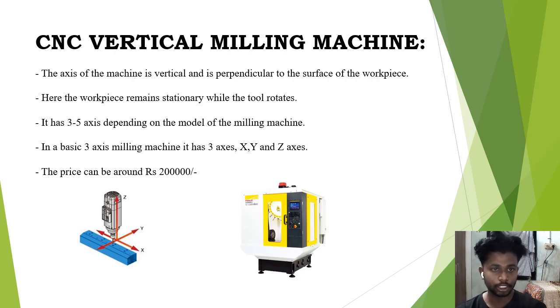The axis of the machine is vertical and perpendicular to the surface of the workpiece. The workpiece is kept fixed on a stationary table. The cutting tool moves in X, Y and Z directions. It has 3 axes, so depending on the user's input, it can move the cutting tool, which is perpendicular to the plane of the workpiece. The workpiece remains stationary and the tool rotates. It has 3 to 5 axes depending upon the model. The machine I saw in the company was a 3-axis vertical milling machine, with X, Y and Z axes of motion.